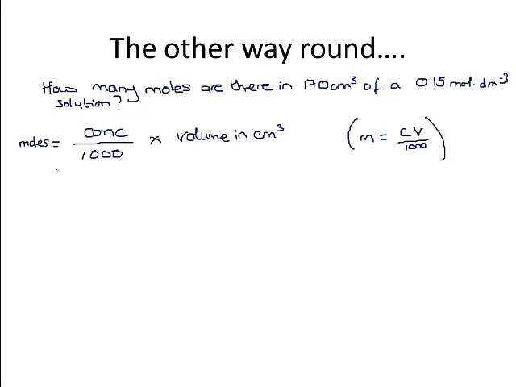Let's do our example. So we take our 0.15, divide it by 1,000. Again, this first step gives us moles in 1 centimetre cubed, and times it by our 170 centimetres cubed, which gives us 0.0255 moles.